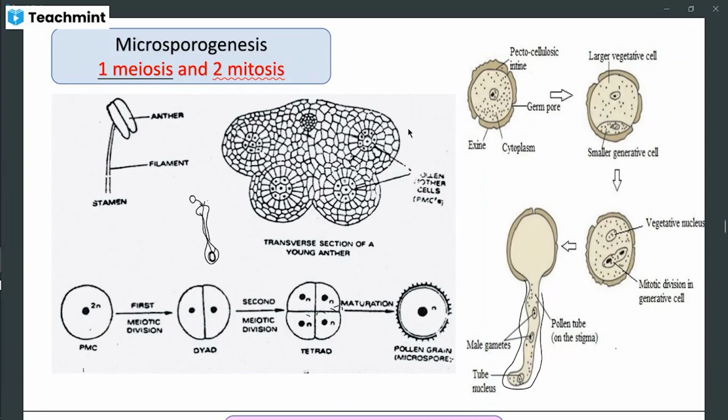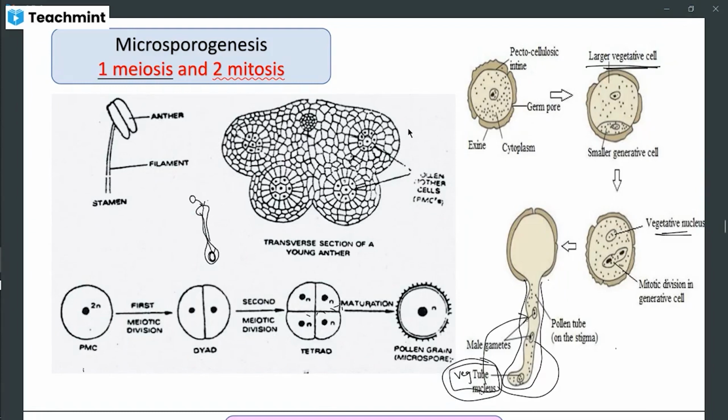Okay. And the tube nucleus, I said, is nothing but the vegetative cell. The remaining vegetative nucleus, vegetative cell. What is the function of it? I told you the function of the tube nucleus. Formation of the pollen tube. Along with it, it also nourishes the male gametes.